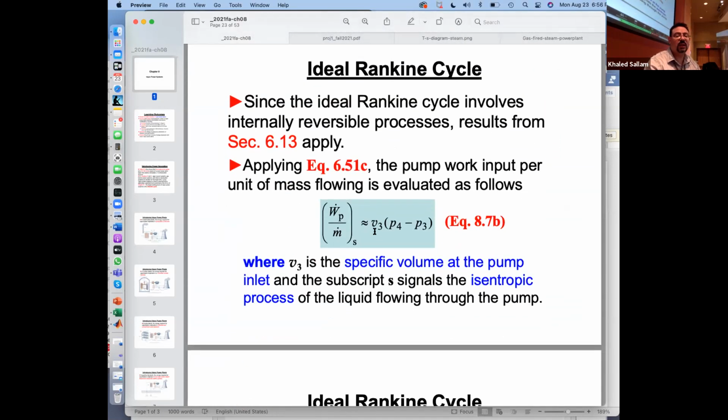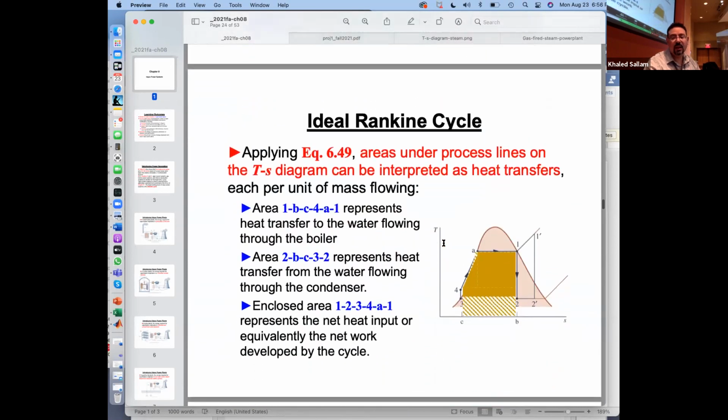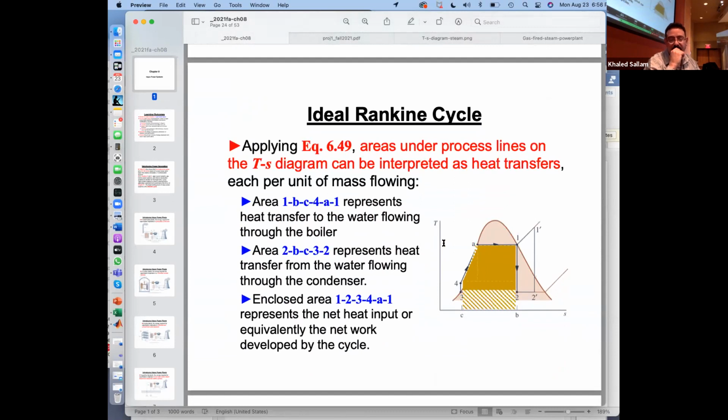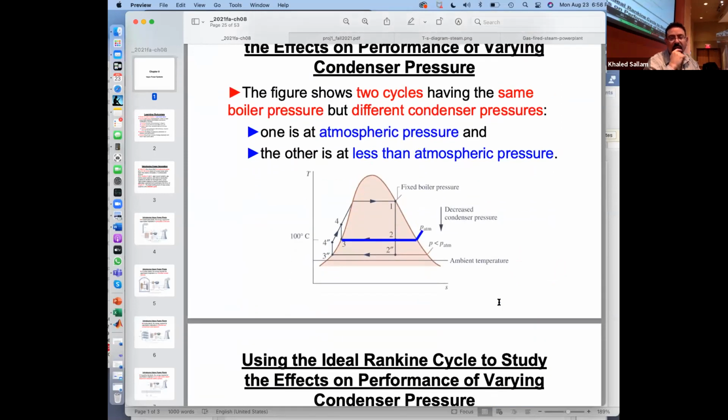That's the part that I was telling you about. See how the work of the pump is approximated as v(P2 minus P1), right? And that's the part where I'm saying that the net work is what's under this minus what is Q rejected. Make sense?